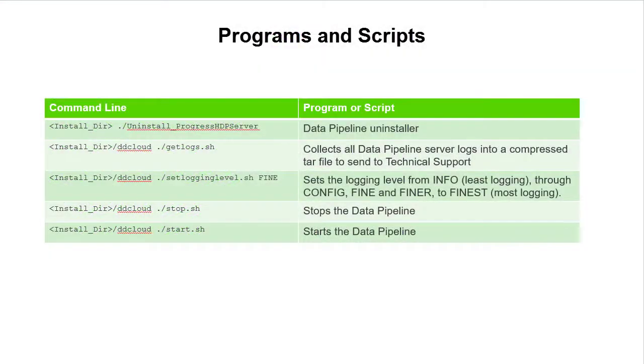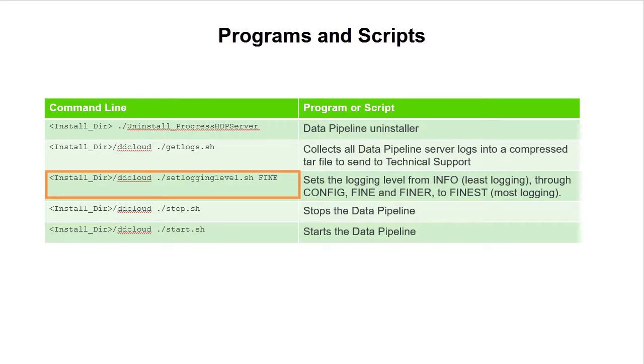The data pipeline server software includes an uninstaller and several scripts. The uninstaller cleanly removes the data pipeline server software. The getlog script compresses the data pipeline server logs into a tar file that you can easily submit to Progress technical support. The set logging level script lets you change the degree of logging through a parameter.